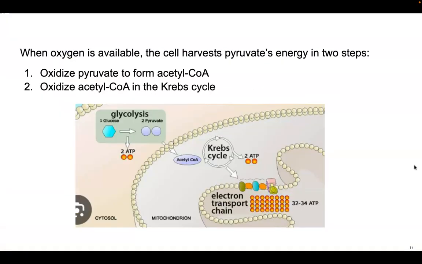When oxygen is available, the cell harvests pyruvate's energy in 2 steps. It oxidizes pyruvate to form acetyl-CoA, and then oxidizes acetyl-CoA in the Krebs cycle.